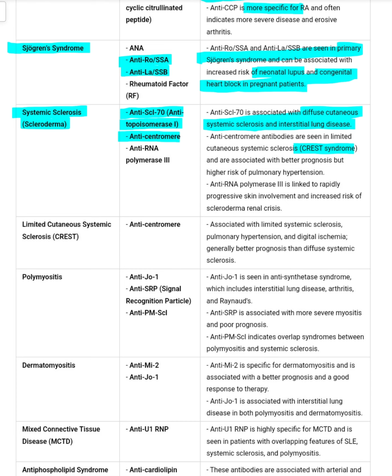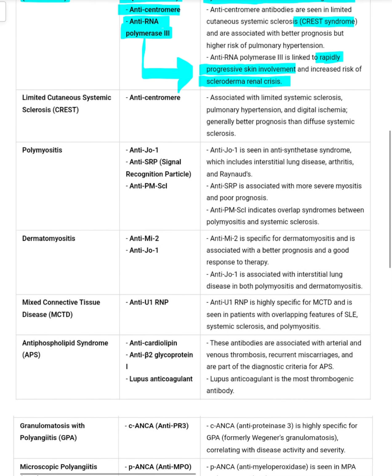This is important, you have to remember. Other than that, anti-RNA polymerase 3, which is associated with high risk of scleroderma renal crisis. Scleroderma renal crisis is associated with anti-RNA polymerase 3. It is linked to rapidly progressive skin involvement. Next, anti-centromere we just now discussed.